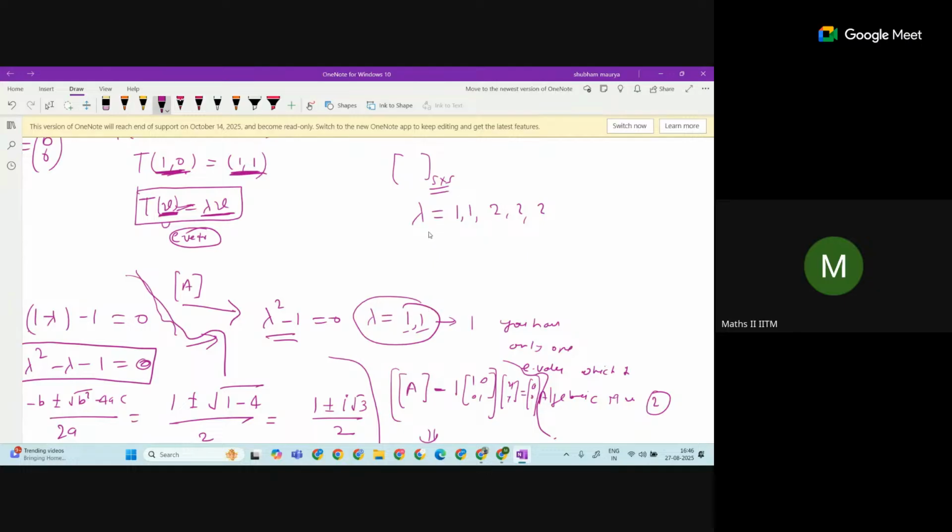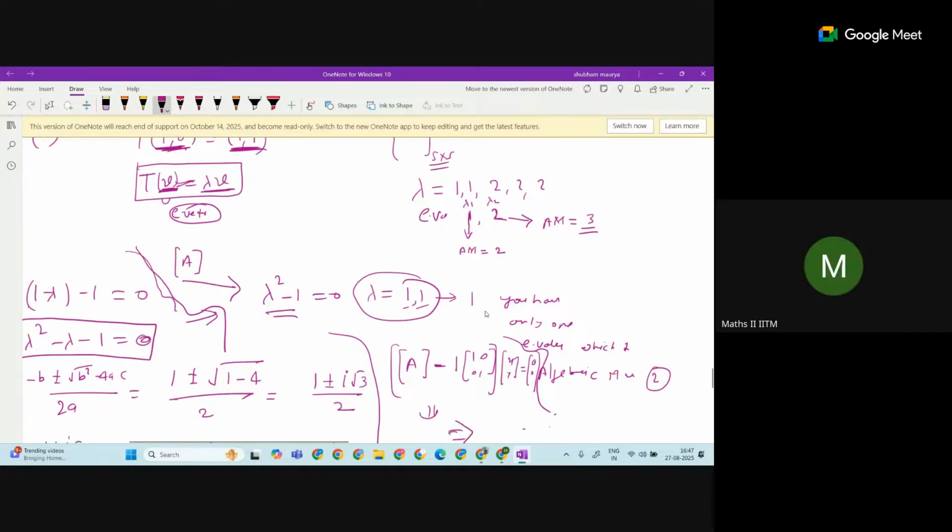So here your eigenvalues are only 1 and 2, but the algebraic multiplicity has to be written separately for each eigenvalue. For the eigenvalue 1 the algebraic multiplicity is 2, and for the eigenvalue 2 the algebraic multiplicity is 3. Yes, I got it. Okay.